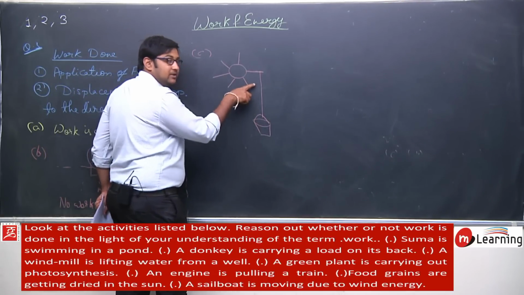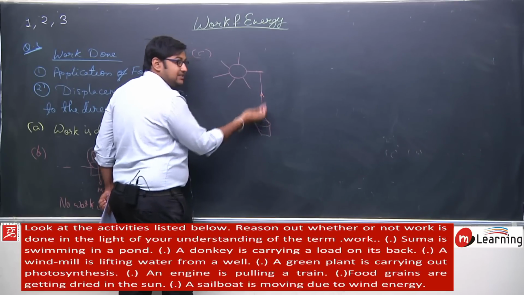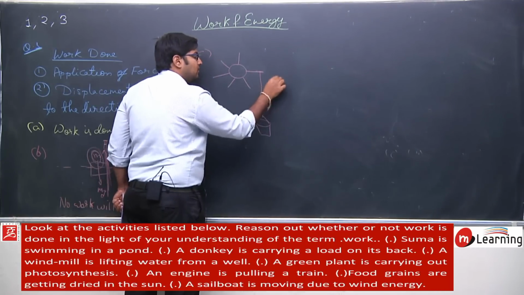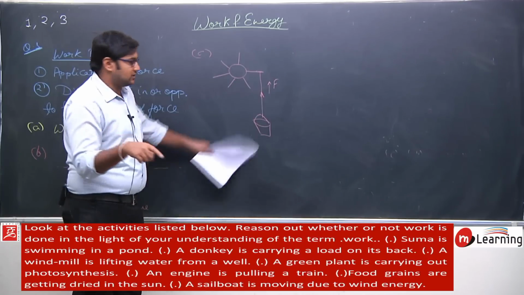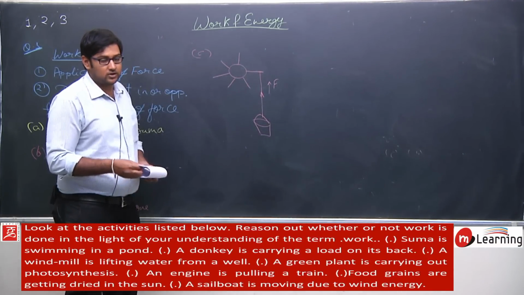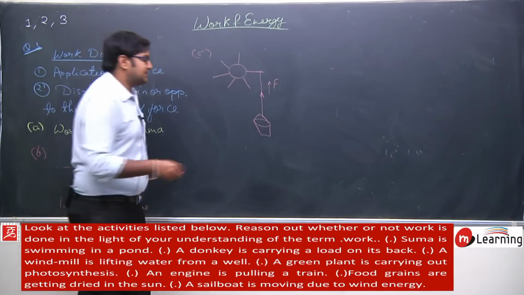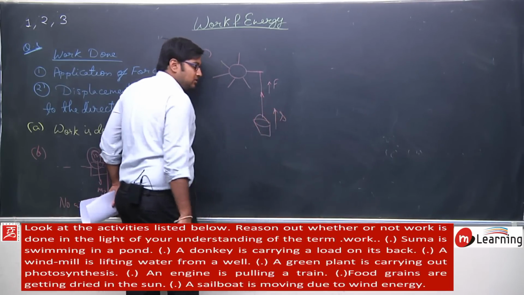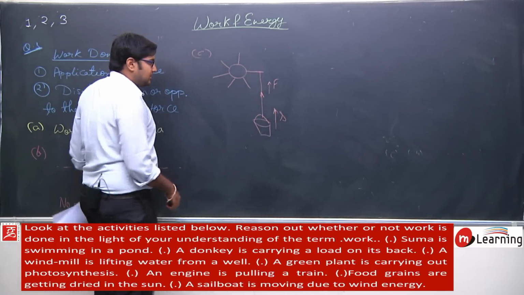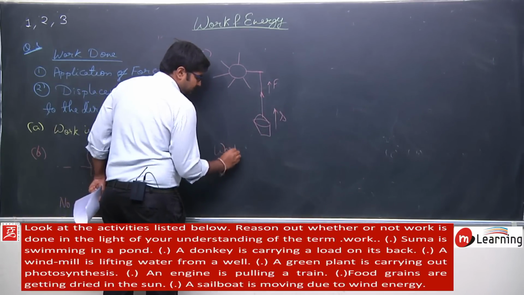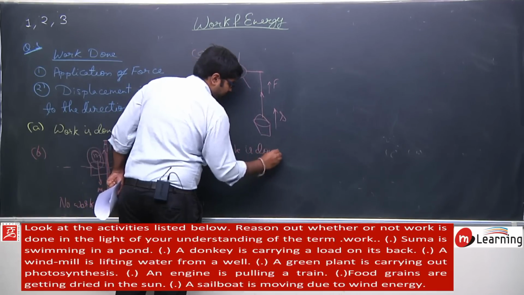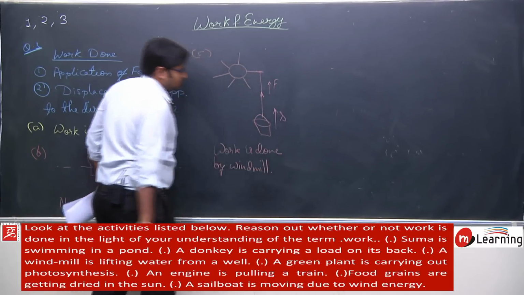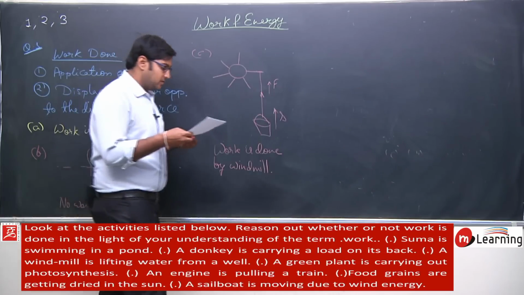So what exactly is this windmill doing? The windmill is trying to push this bucket in the upward direction. So this is the direction of force. And what is the direction of motion of this particular bucket or water? We can see that water is moving again in this direction. The displacement is also in the same direction. So force and displacement are in the same direction, so definitely we will say work is done by the windmill.